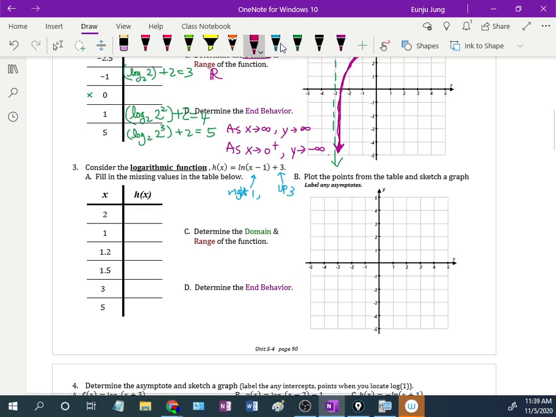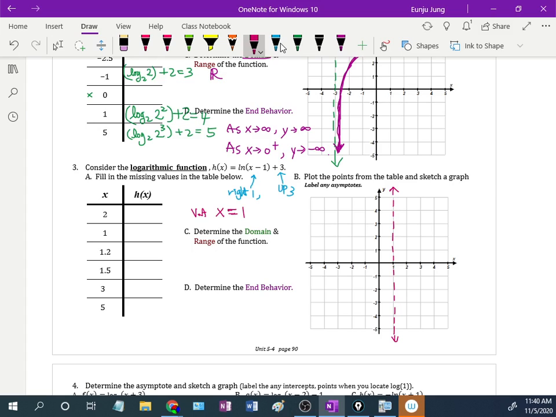As we see, the parent function of a logarithm function has a vertical asymptote at x equals 0. If we move all the points to the right one, the vertical asymptote of this new function will be moved too. The vertical asymptote is going to be at x equals 1. So we will graph the vertical asymptote first. Always draw a vertical asymptote first before you complete the graph, okay?